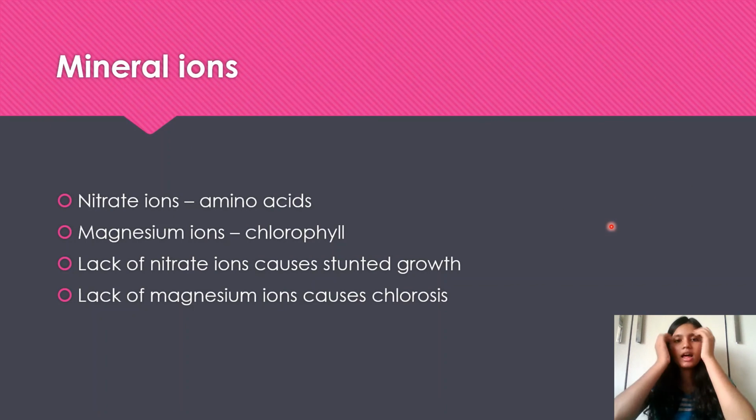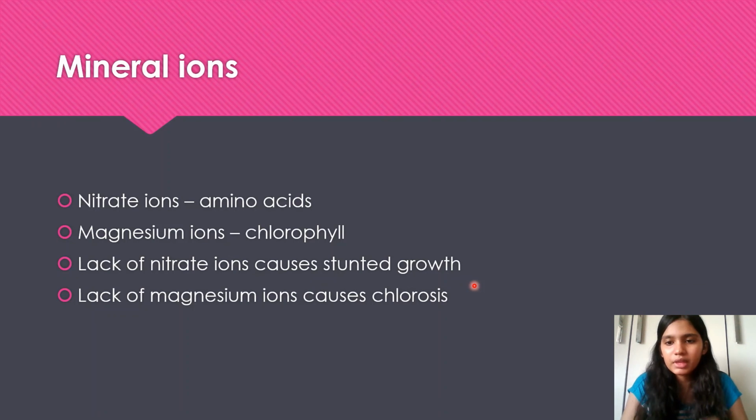Now mineral ions. So you have nitrate ions, which are used for amino acids. So these amino acids make proteins. Amino acids are the monomers of proteins. So when proteins are formed, enzymes are formed, structures are formed, membranes are formed, DNA is formed. A lot of proteins are usually used for growth. So a lack of nitrate ions causes stunted growth, or the bottom leaves become yellow and the top part remains green, those kind of things.